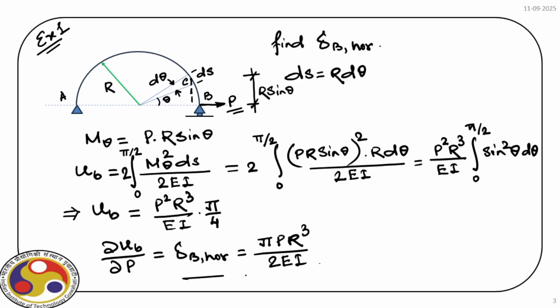So now you can see we can solve the displacement at the roller support due to the application of this force P using the theorem of Castigliano. Right? This is the second theorem of Castigliano that we have applied. Let us take a different example.